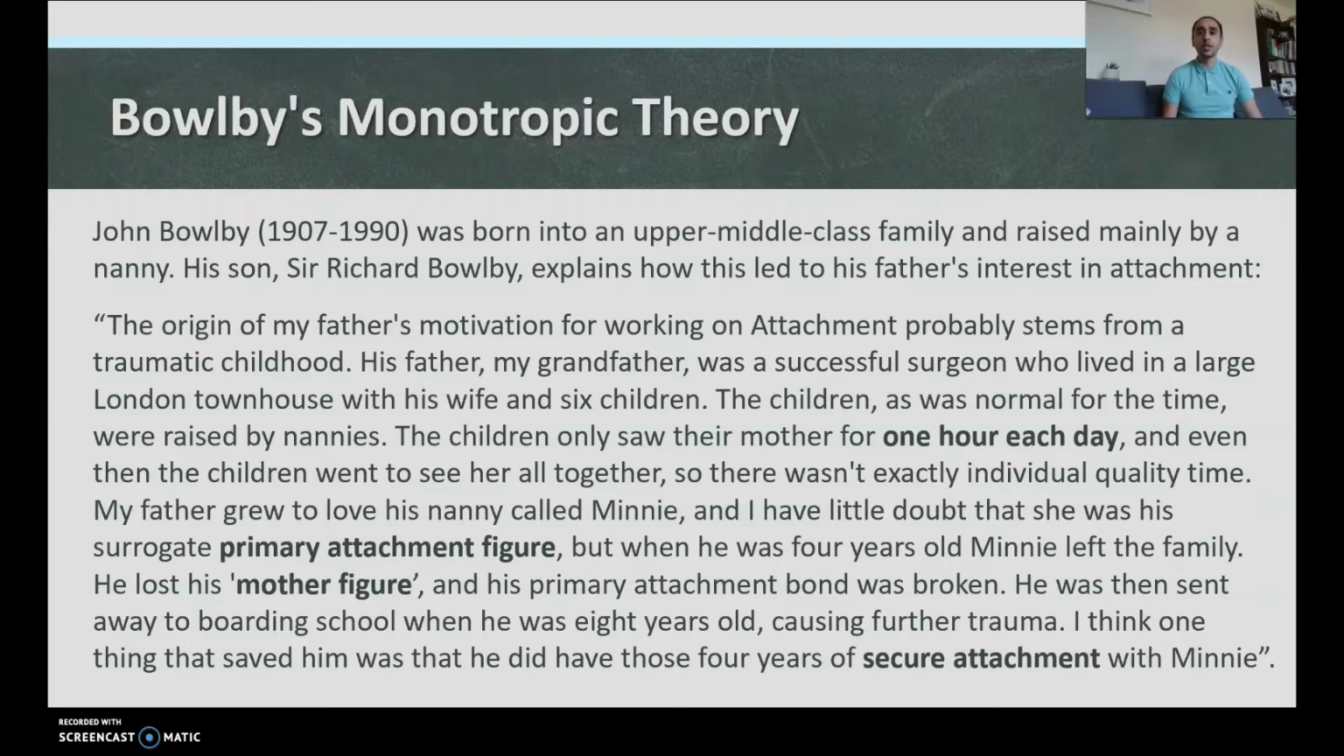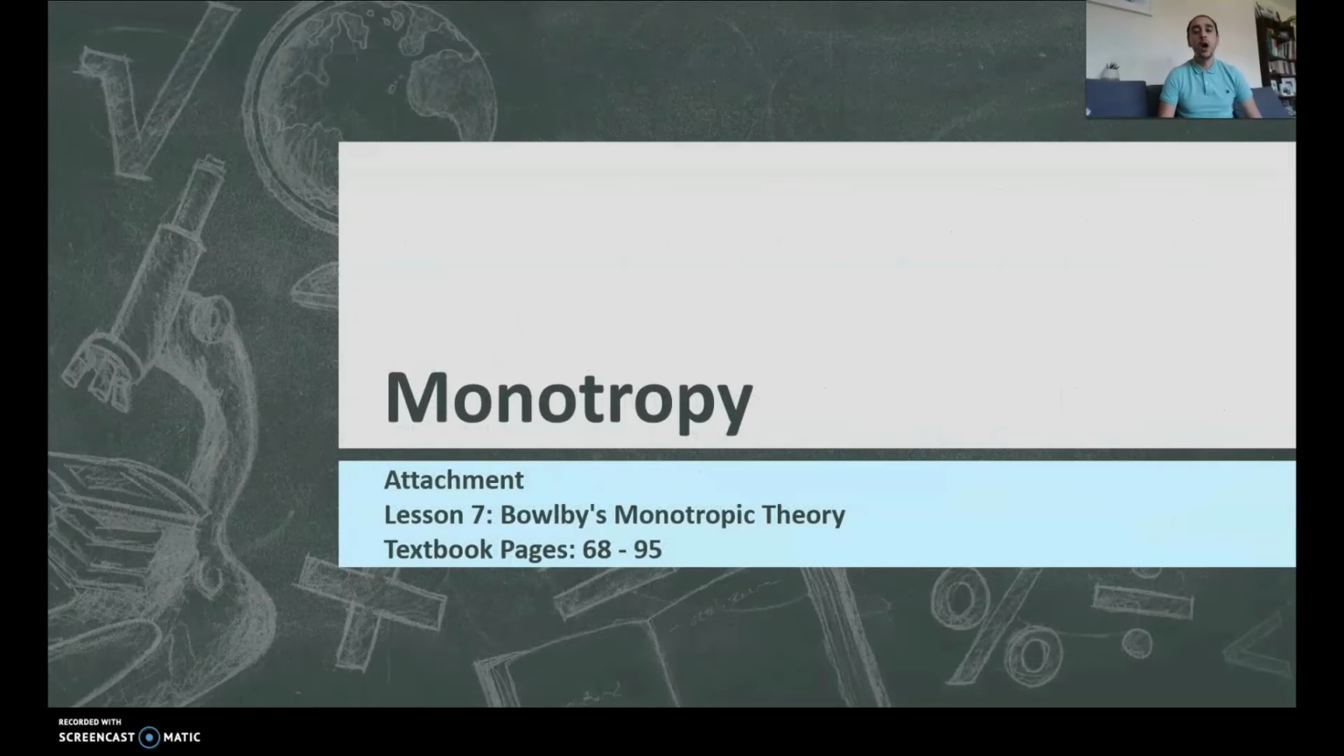He was in an upper middle class family, but he had very little time with his mother. So his primary attachment figure was likely to be his nanny. And I think that gives us a better understanding of why he wanted to look into this idea of attachment. Right, monotropy.